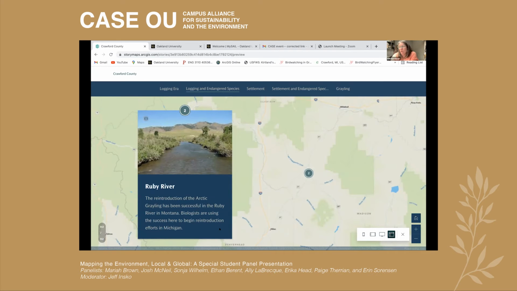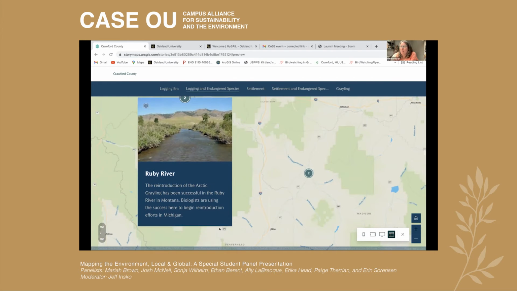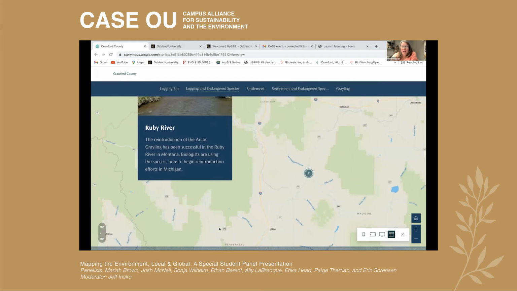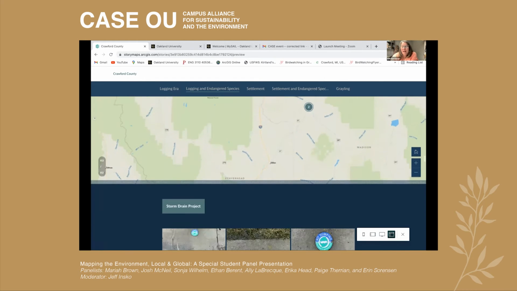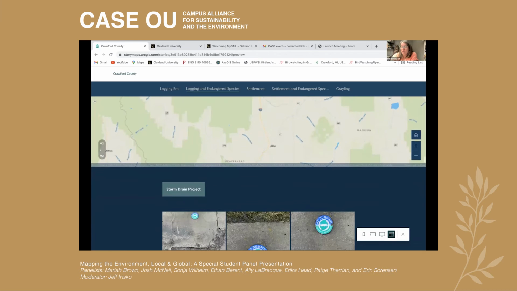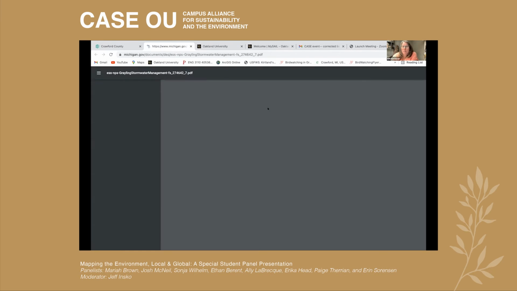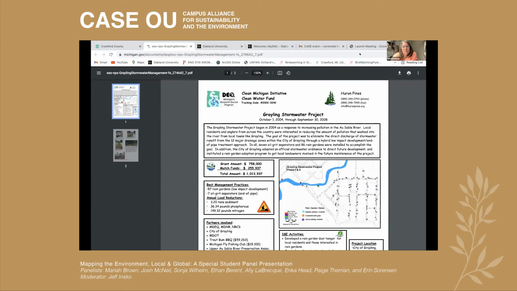So biologists are using the success here to reintroduce into Michigan. So the connection between Montana and Crawford County and the grayling reminds us that we are part of nature, and that what we have with nature is a relationship, and it's important to recognize human actions impact more than just human. And in Grayling, they have a storm drain project, and this is a link to the information on that project. And there it is. Oh no.